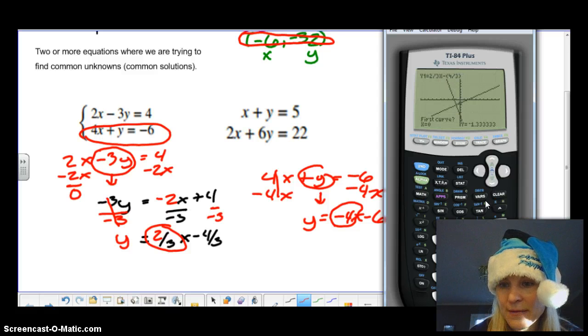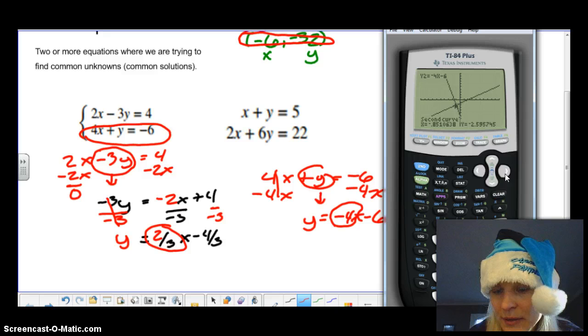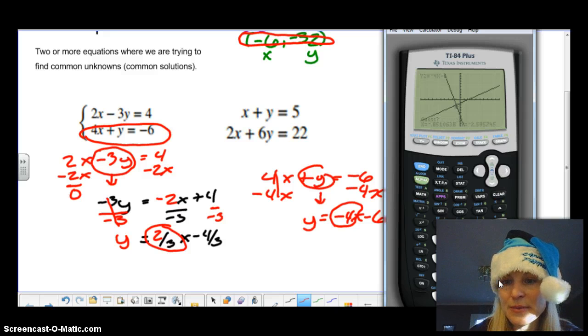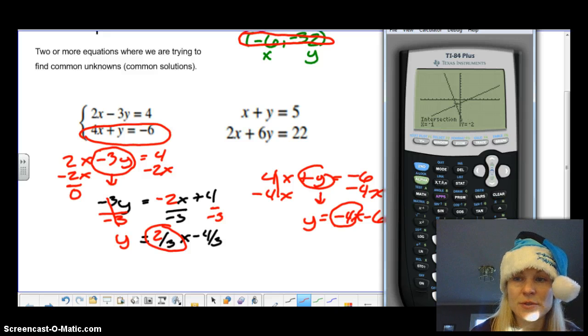And then again, we're going to do second calc, and we want to see the intersection. So I'm going to hit 5. And so I'm going to move it to about where I think that intersection is. So I'm going to hit first curve, and then I'm going to go down to about where the second curve is. I'm going to tell it to guess. And then the intersection's at -1, -2.